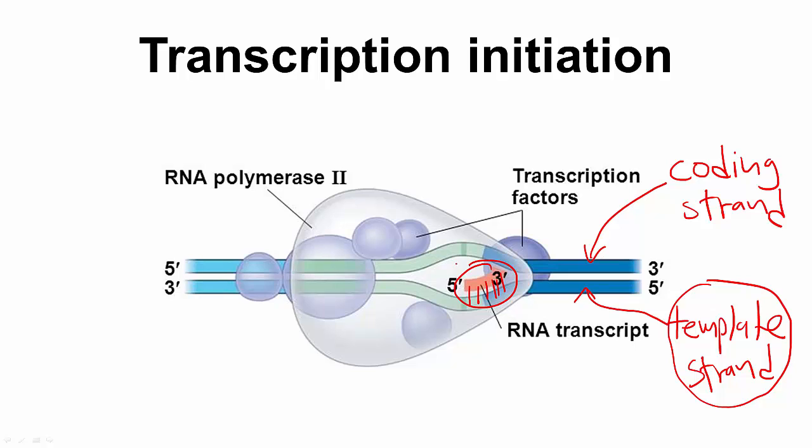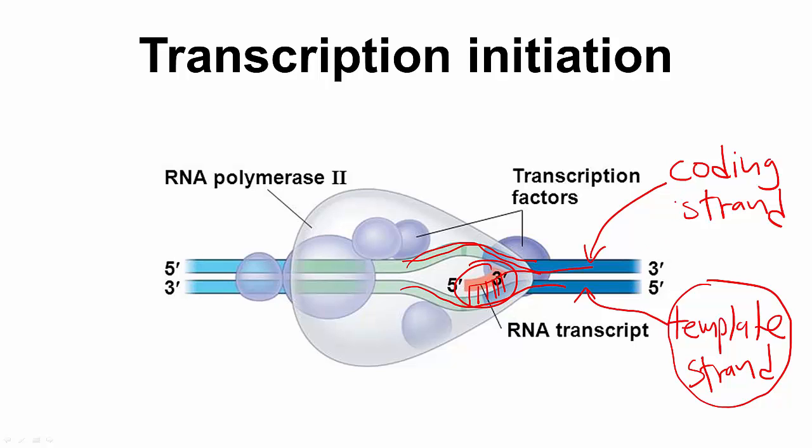So now, why is this top strand of DNA called the coding strand? Well, first of all, it has the exact same sequence as the RNA that's being made. And the reason for that is because both this top strand of DNA and this RNA transcript being produced are complementary to the bottom strand of DNA, the template strand.